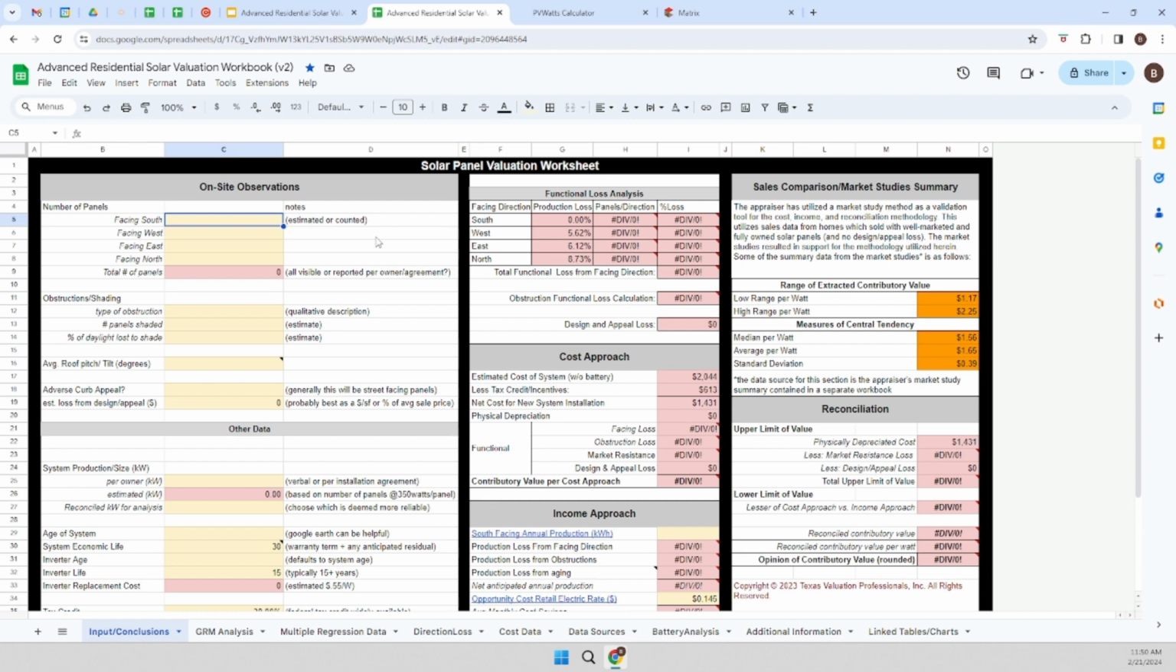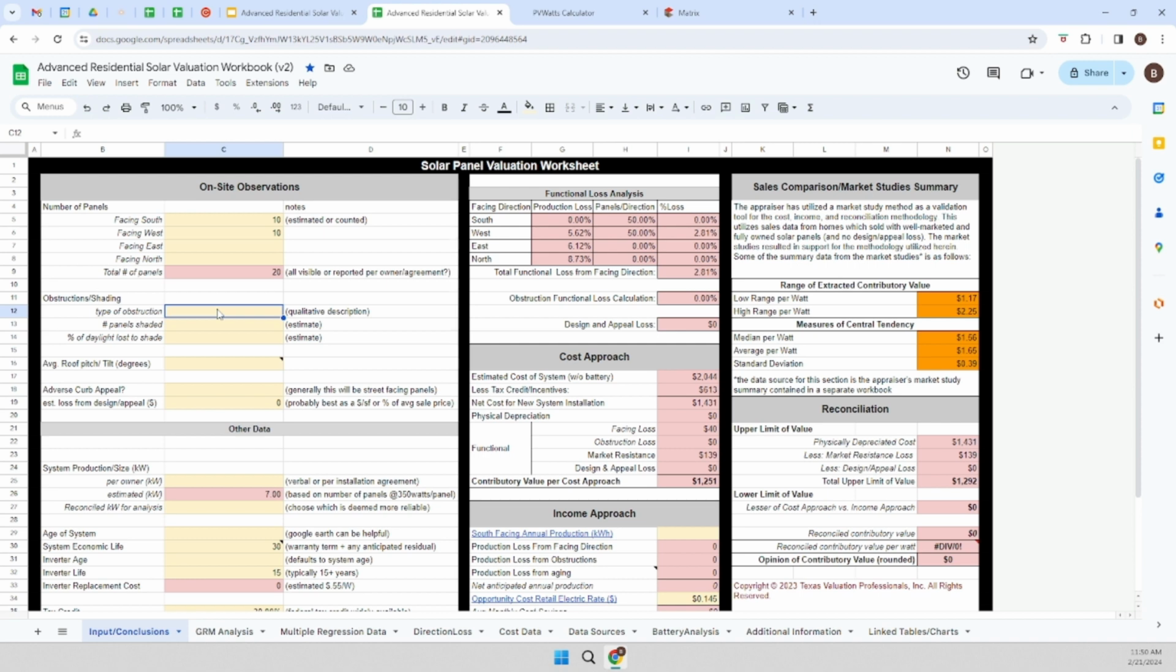So there are 20 panels in the system. I noticed that 10 were on the south face of the home and 10 were on the west face of the home. That's important in terms of understanding, number one, production capabilities and potential functional losses. And I want to make observations about obstructions.